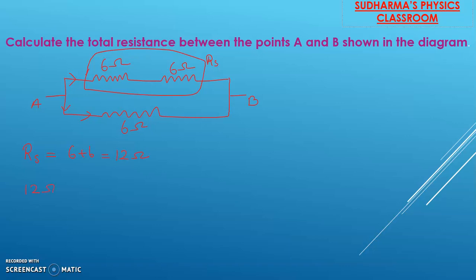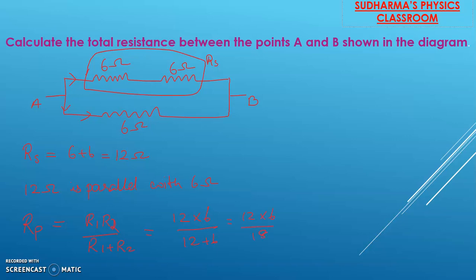Now 12 ohm is in parallel with the other 6 ohm. Our parallel equation we can use directly because it's only two resistors connected in parallel. So it's going to be R1 R2 by R1 plus R2. So it's 12 into 6 divided by 12 plus 6. So 12 into 6 divided by 18, right?